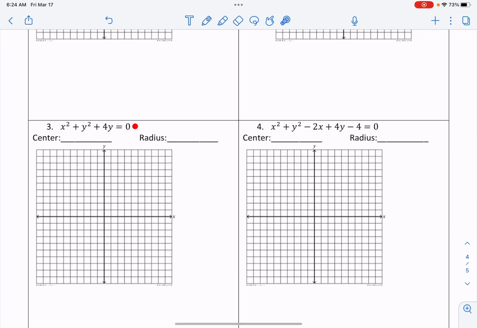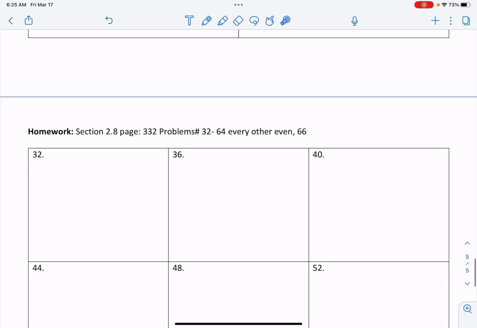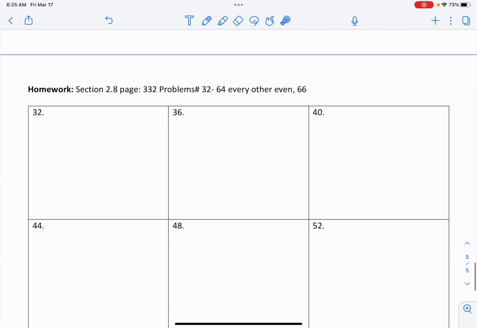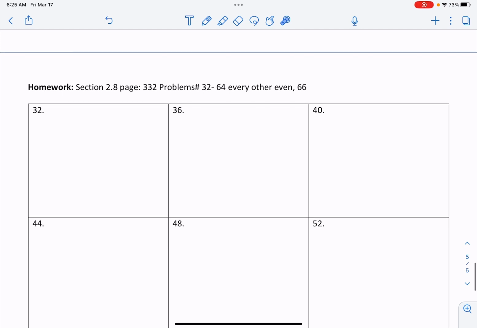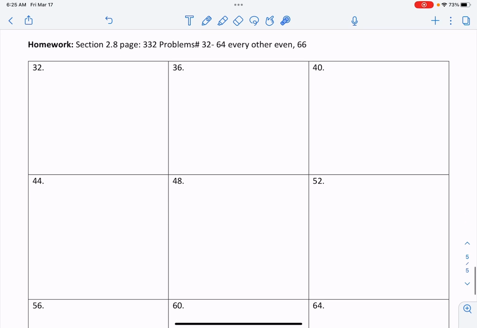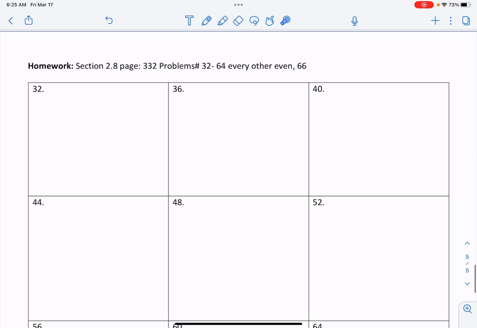Notice that the next ones are in general form, so you do need to convert them to standard form first, and then you can go ahead and find the center. I do want you to go into the textbook. You're going to go to section 2.8 on page 332, and you're going to do the problems 32 through 64, every other even, and including 66, and you can go ahead and put it in those boxes.